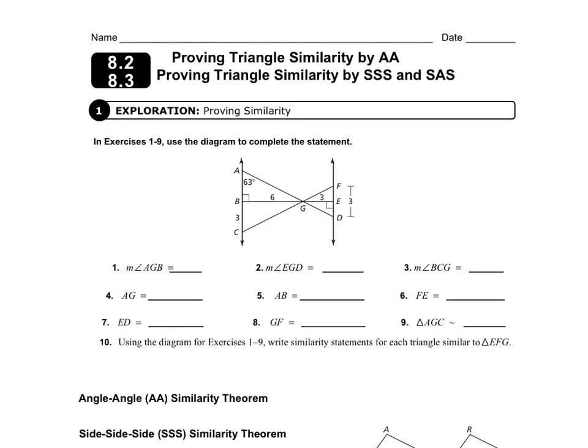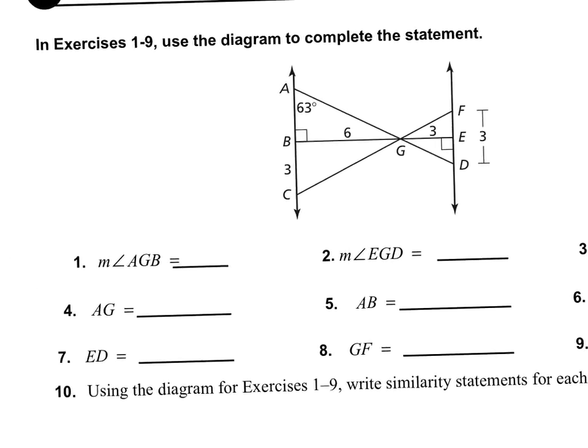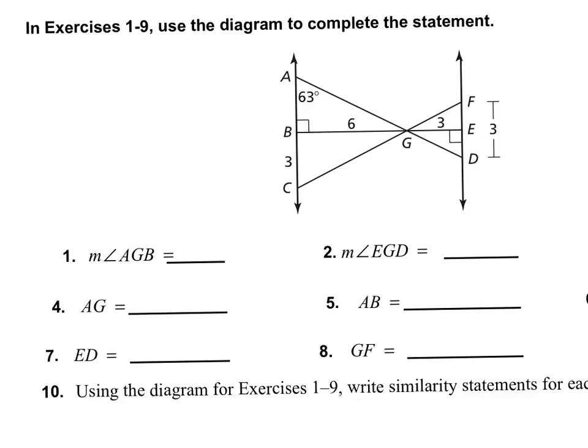All right, let's go ahead and work our way through it. Okay. So we're starting off with number 1. So AGB. How do I figure out AGB? Sorry. How do I figure out AGB? Yep. 63 plus 90 plus x equals 180.